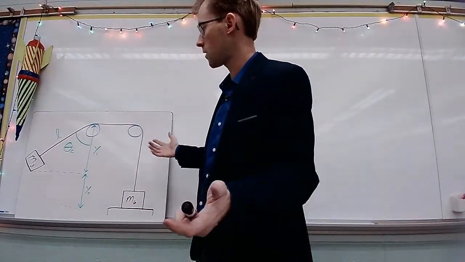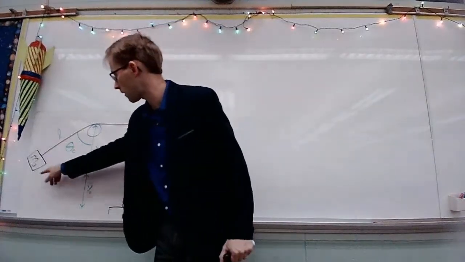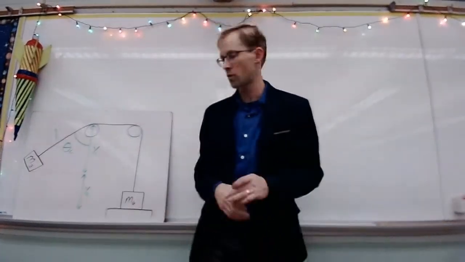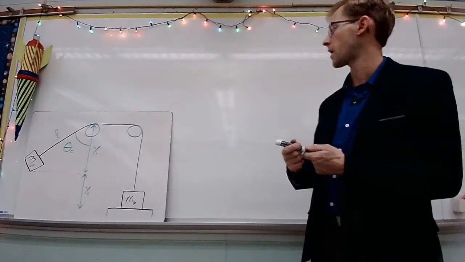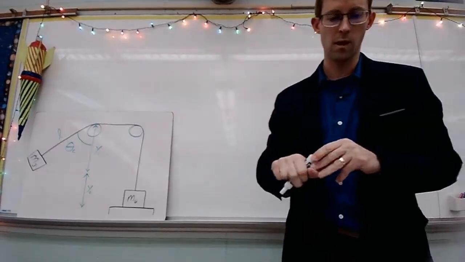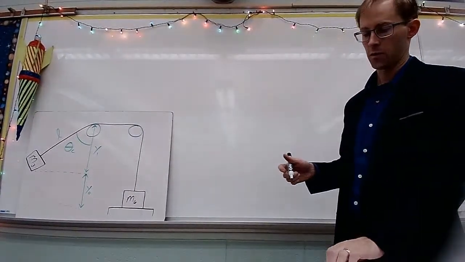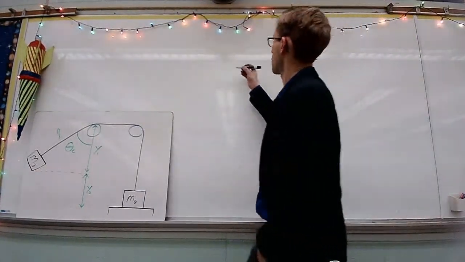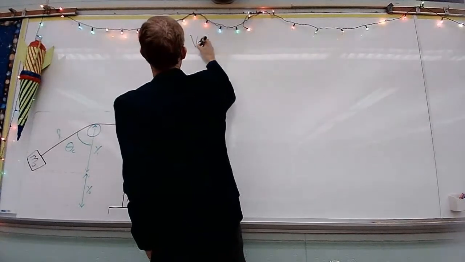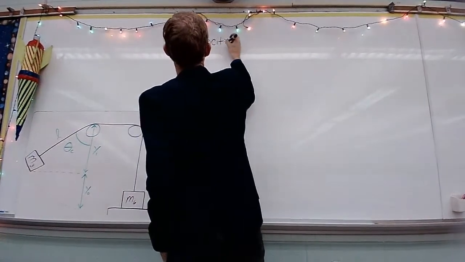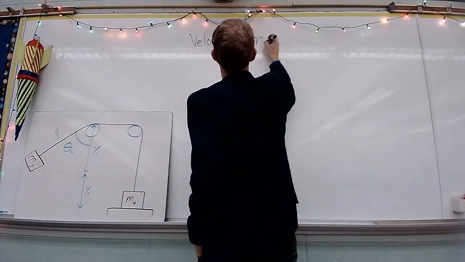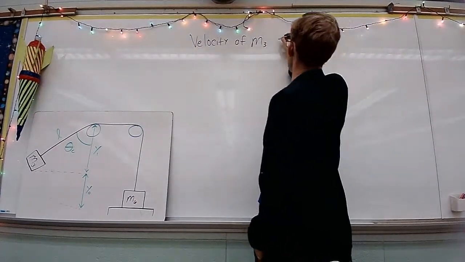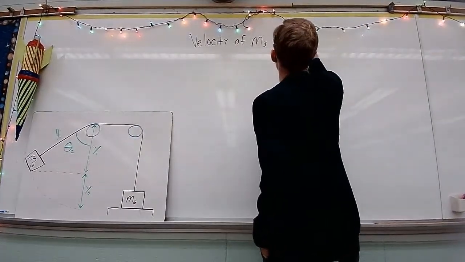So why don't we use some energy equations and see if we can figure out how fast M3 is going to be going at the bottom of its path. And then we'll just see where that takes us, and hopefully it doesn't take us off the mountain. So right now we're going to look for the velocity of M3 at the bottom.